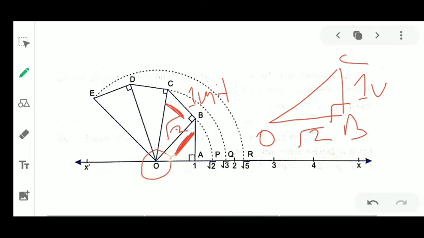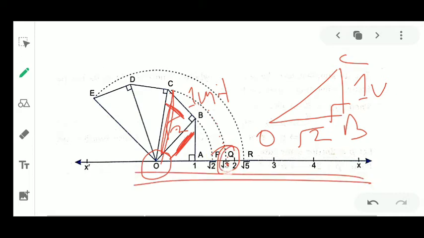Now with O as center and OC as radius, draw an arc meeting the OX line at point Q. Here OQ is equal to root 3.